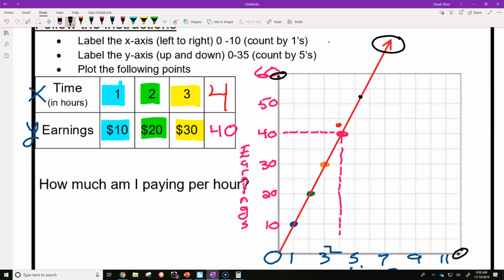Yes. What about this point? Yes. What about this point? Yes. This one? That one? That one? That one? That one?